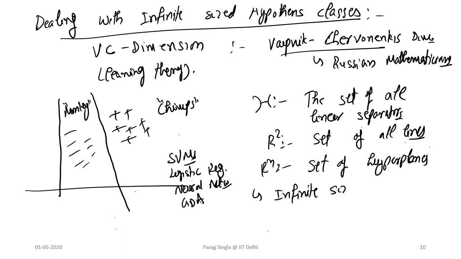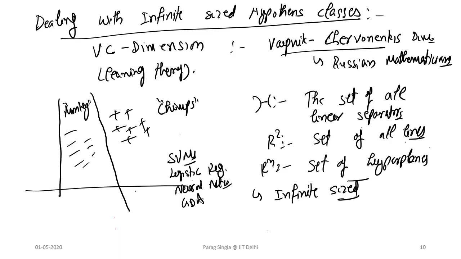So in any of these cases, even in R2, there are infinitely many lines which we could discover. In fact, if the data is linearly separable, there are infinitely many lines which have the same training error, which is zero.